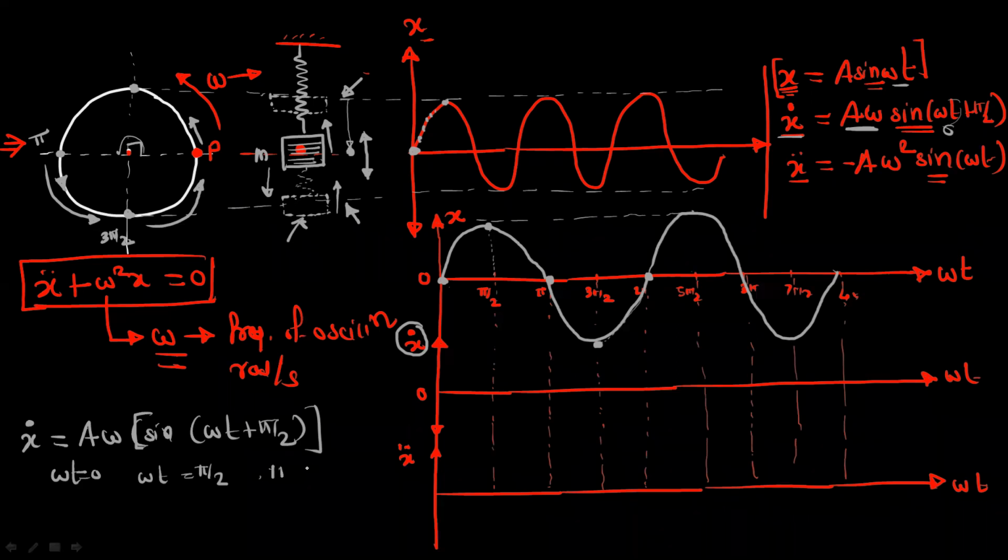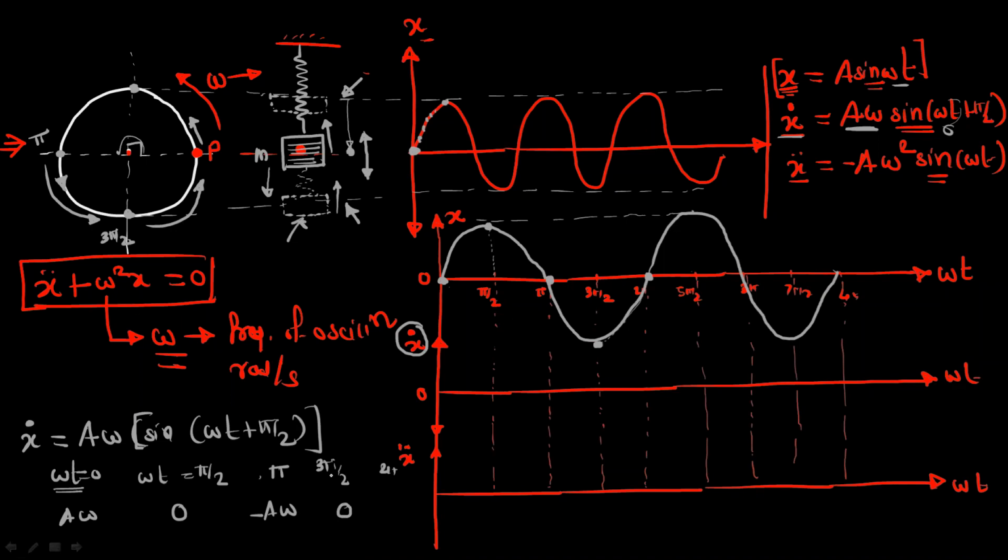After that pi, then 3 pi by 2 and 2 pi. So if you put the value omega t 0 in this equation, you will get the value as a omega. Then at pi by 2, this will become pi, so this will become 0. Then again at pi, this will become 3 pi by 2, so it is minus a omega. And at 3 pi by 2, you will get this value as 2 pi, which will be again 0.